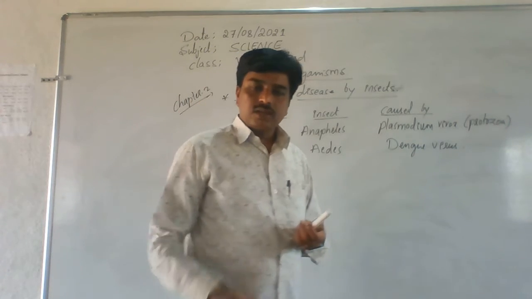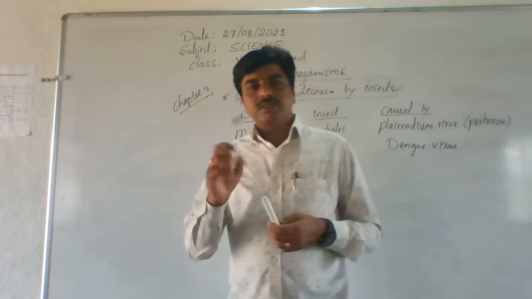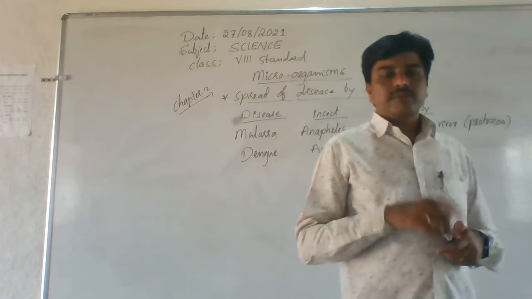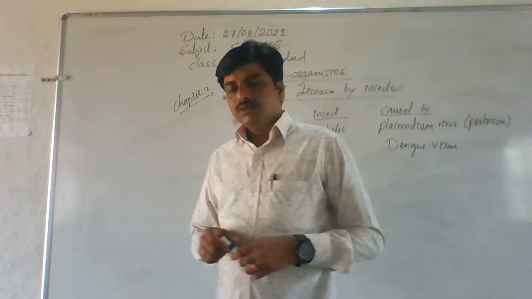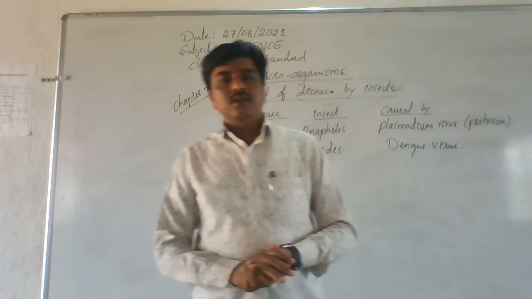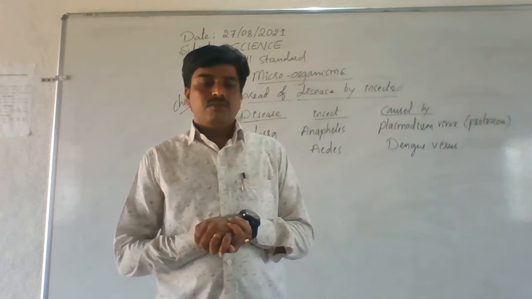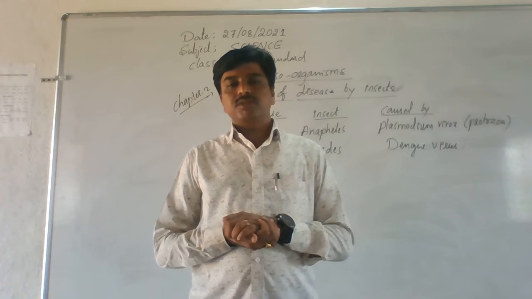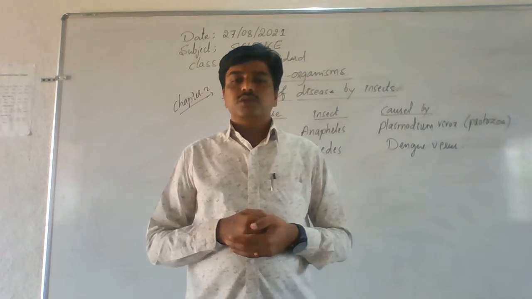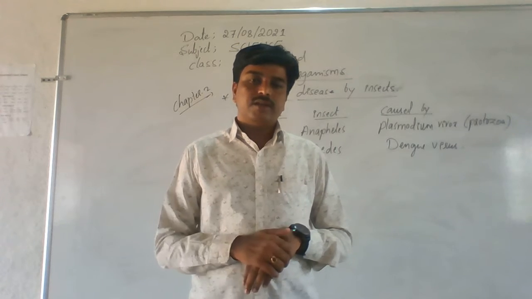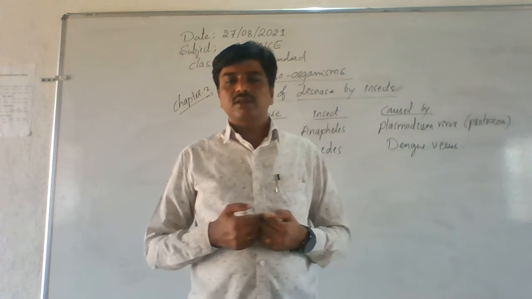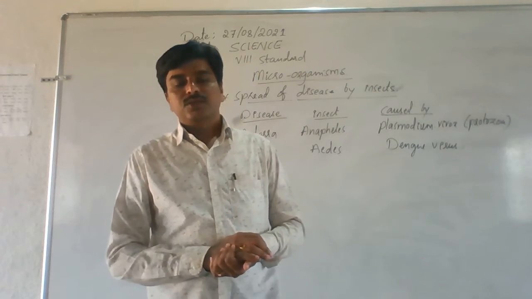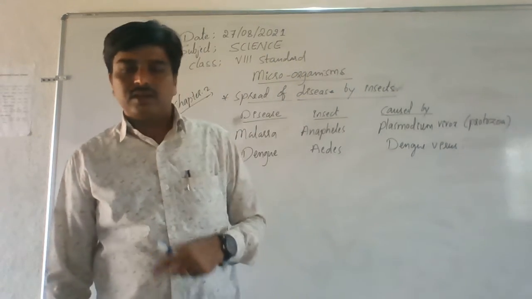Remember students, one thing: mosquitoes suck the blood of human beings. Why, sir? Why do they suck the blood of human beings? It's a very important question. They are female mosquitoes, so they need protein substances for their reproduction. To get protein substances, they suck our blood. Our blood provides protein substances to those insects. Hence they suck only the blood of human beings. So this mosquito also acts as a vector in the spreading of disease.